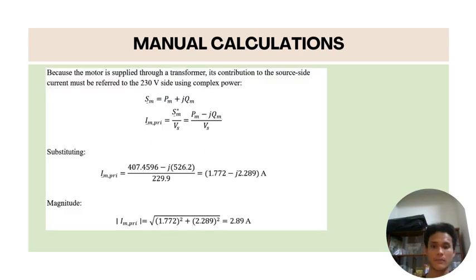Because the motor is supplied through a transformer, its contribution to the source-side current must be referred to the 230 volt side using complex power. Using the formula shown, we get the magnitude of the current contributed by the motor equal to 2.89 ampere, or 1.772 minus j2.289 in complex form.